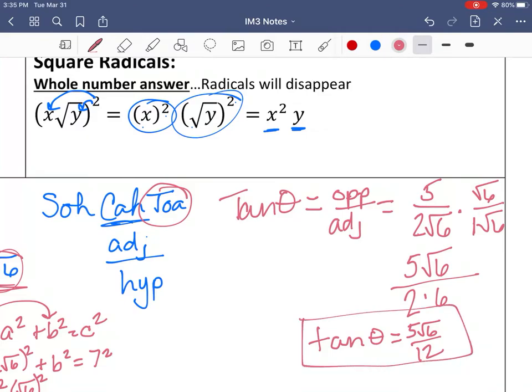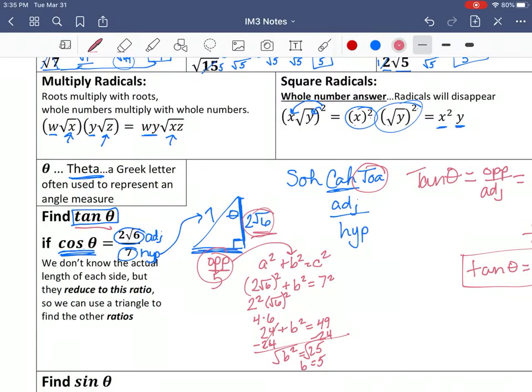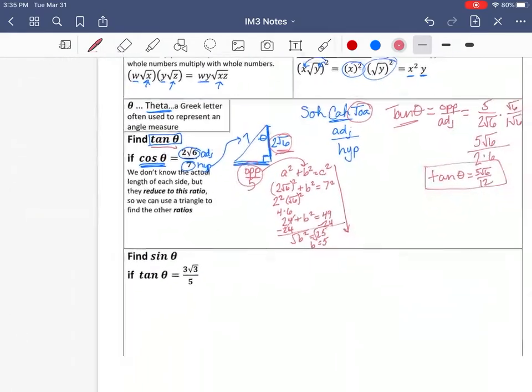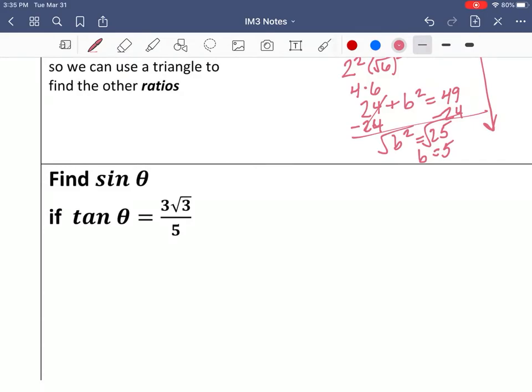So it seems like a lot of work. It's actually not. It's mainly drawing the picture and then using the Pythagorean theorem to find your missing side to set up your new ratio. Okay, let's try this last one here. Find the sine of theta if you know the tangent of theta is 3 root 3 over 5.